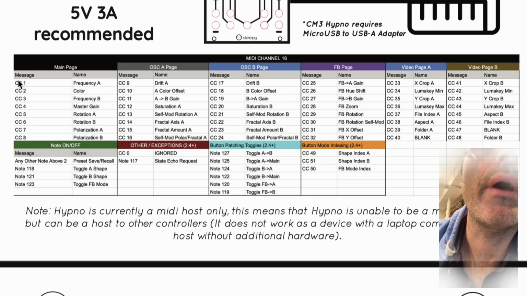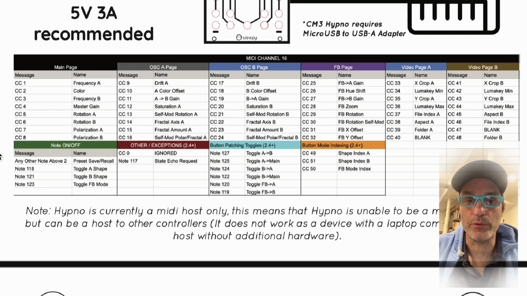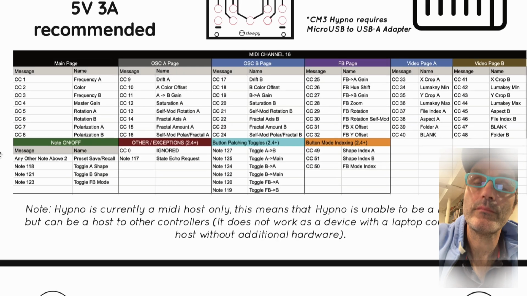And then you have CC numbers, right, corresponding to different parameters from the different pages of the Hypno: main page, oscillator A page, oscillator B, feedback page, video page A, video page B. Not sure which ones these are. Okay, and so for each of these parameters, you have a CC number. So you'll just need to set up your controller to this particular CC number.